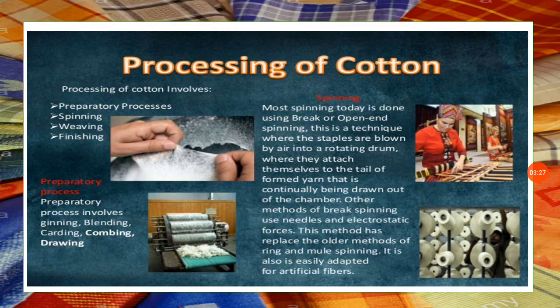Processing of cotton requires four steps: that is the preparatory process, then spinning, then weaving, and then finishing. Preparatory involves ginning, blending, carding, and combing and drawing. Whereas spinning today is done in open end spinning.